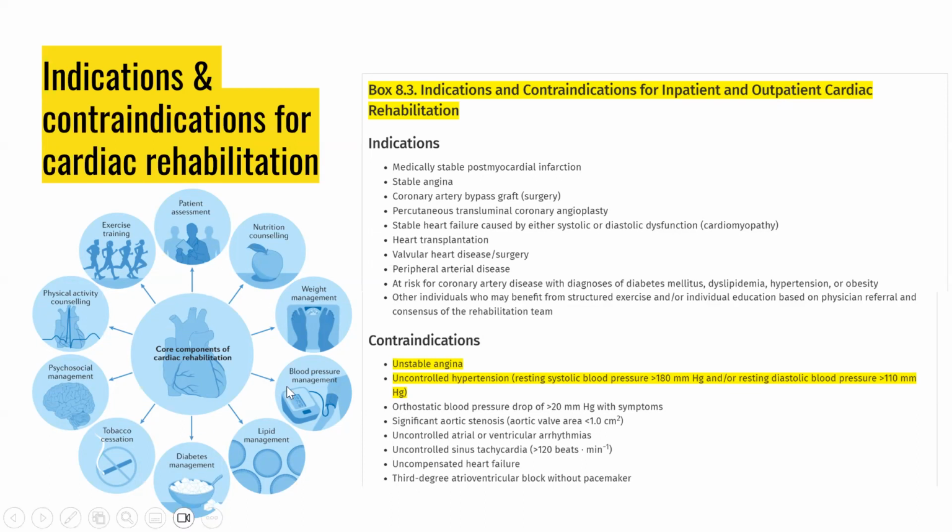And I like this diagram too. These are core components of cardiac rehabilitation, right? And it doesn't involve just the physical activity counseling and exercise training, right? It involves all of the following: patient assessment, nutrition counseling, weight management, blood pressure management, lipid management, diabetes management, tobacco cessation, psychological management, to make this cardiac rehabilitation holistic, right? We're taking an overall holistic approach, targeting it from all different parameters so we can ensure the health and fitness of our client.